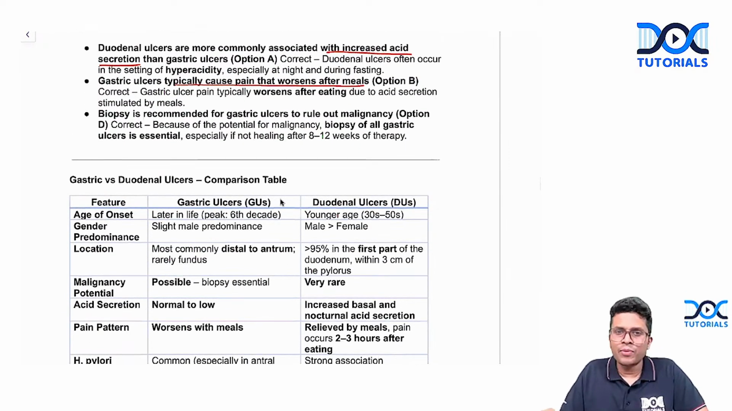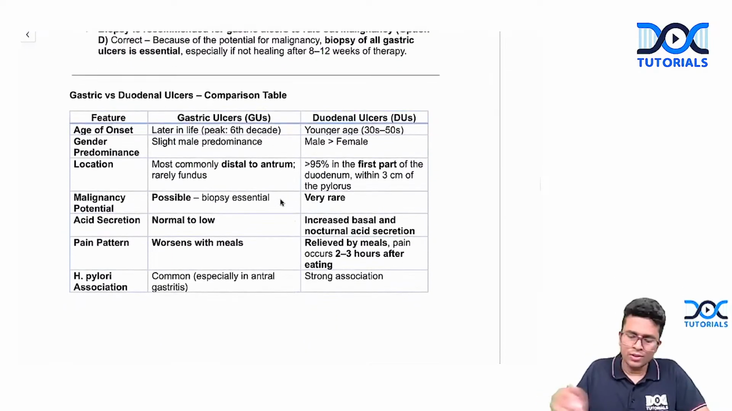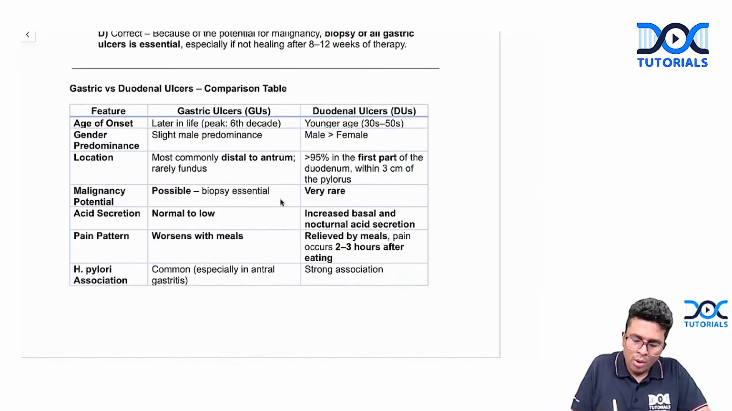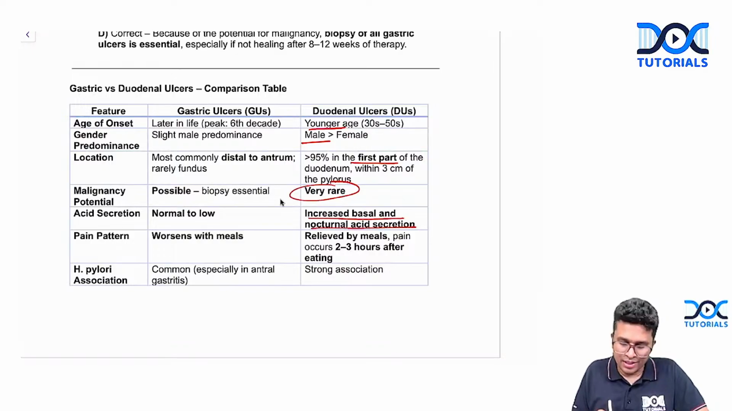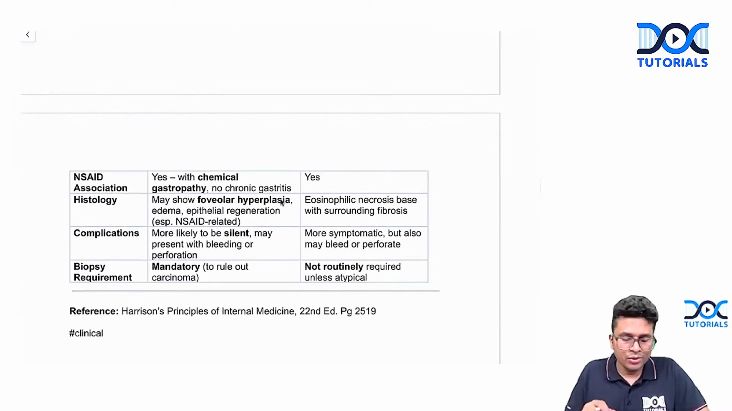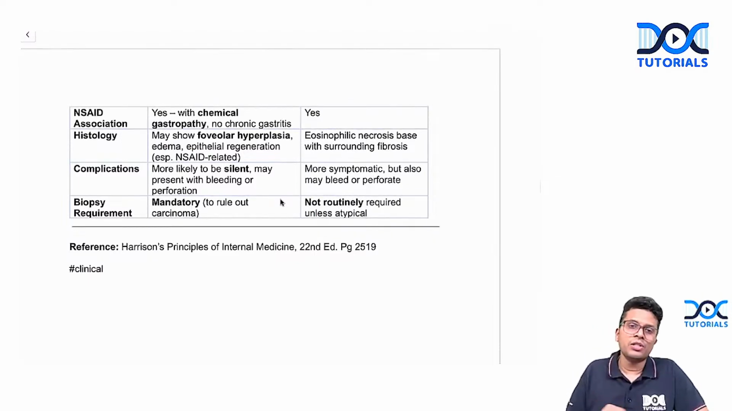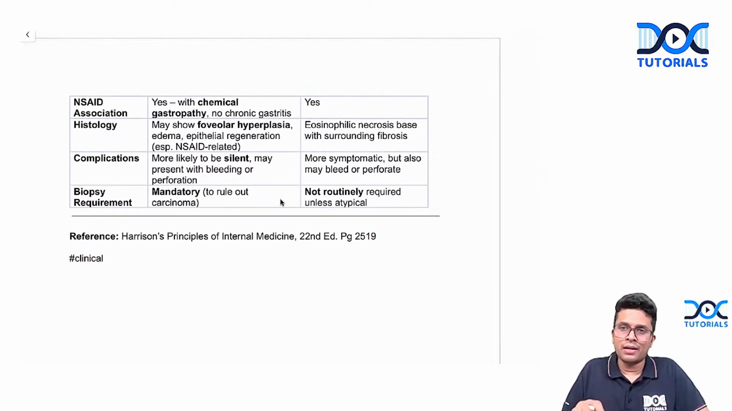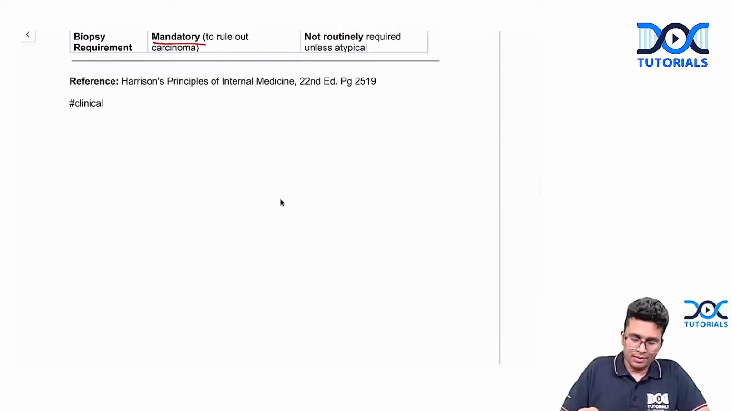Now, this is a comparative table between gastric ulcers and duodenal ulcers. Duodenal ulcers occur in younger people. More males get affected. It's usually in the first part of the duodenum, malignant potential is very rare, and it's usually related to increased basal and nocturnal acid secretion. Relieved by meals becomes very important. There's a strong association also with H. pylori. NSAID association is also there, but NSAIDs more commonly cause gastric ulcers. So biopsy is almost mandatory in gastric ulcers.